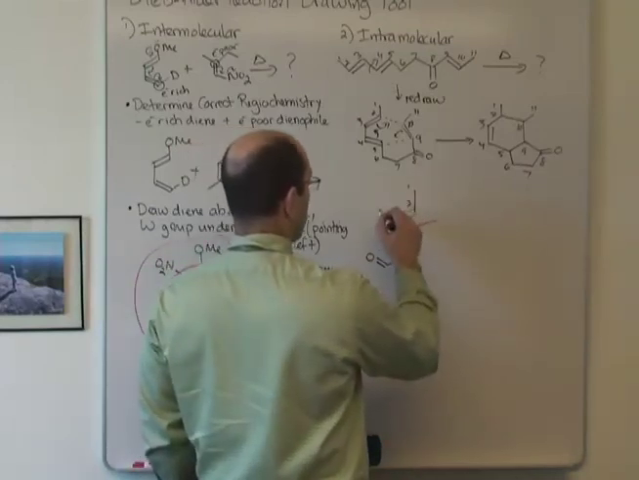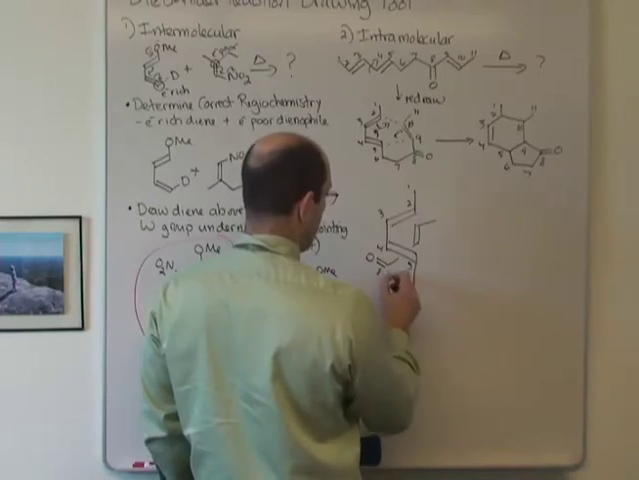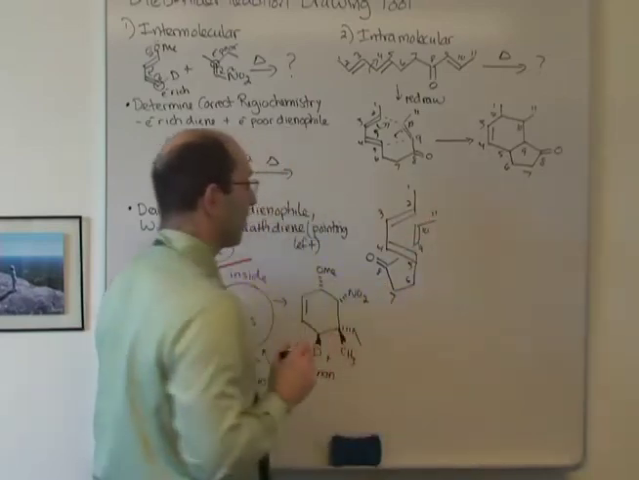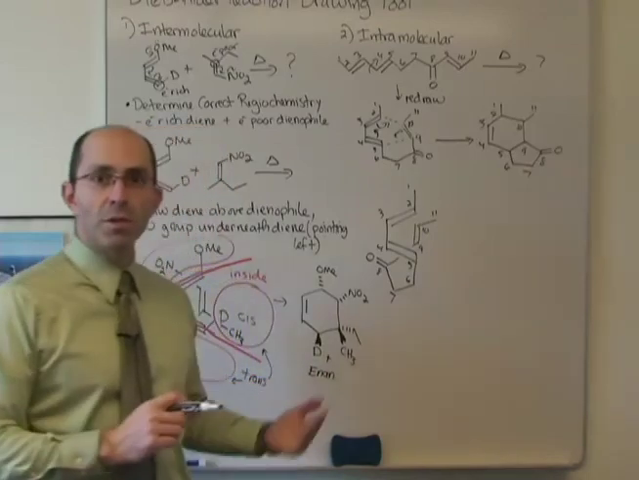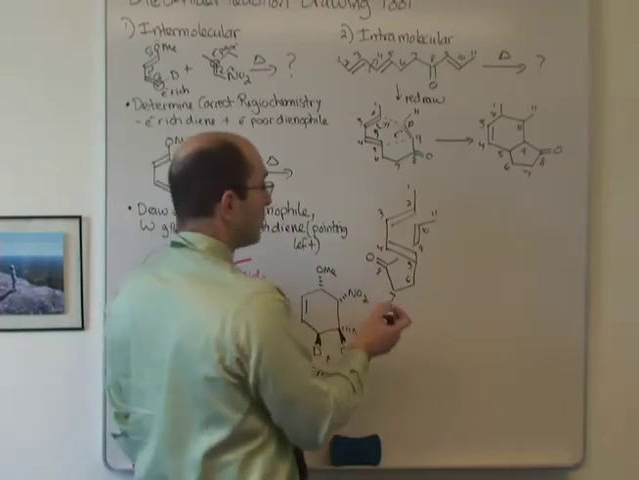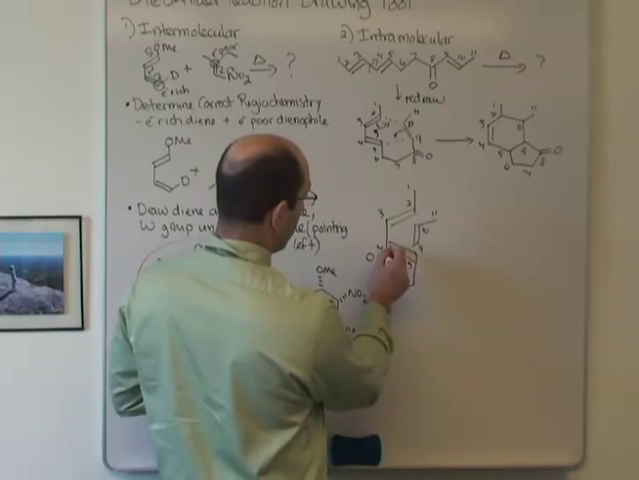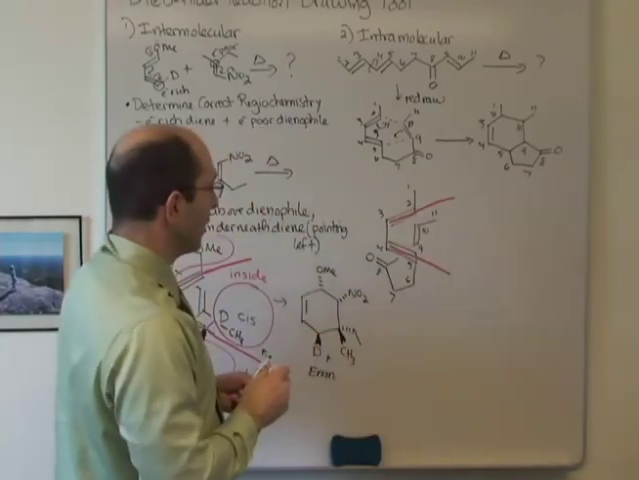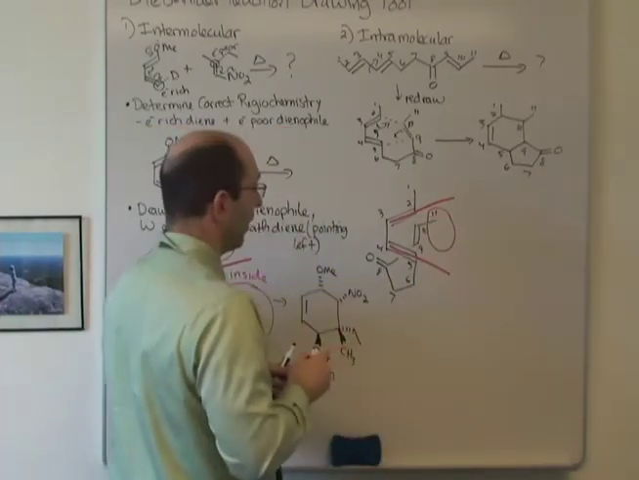So again, 1, 2, 3, 4, 5, 6. This is 8. So carbon 7 is there. 7, 8, 9, 10, and 11. Right? And the key here, again, is that we have the W group underneath the diene. So it's demonstrating what this is going to look like in the reactive conformation. Right? Do the exact same thing we did before, where you extend out the diene. Right? And what does that show us? It shows us that on the inside, all we have is the methyl at 11.